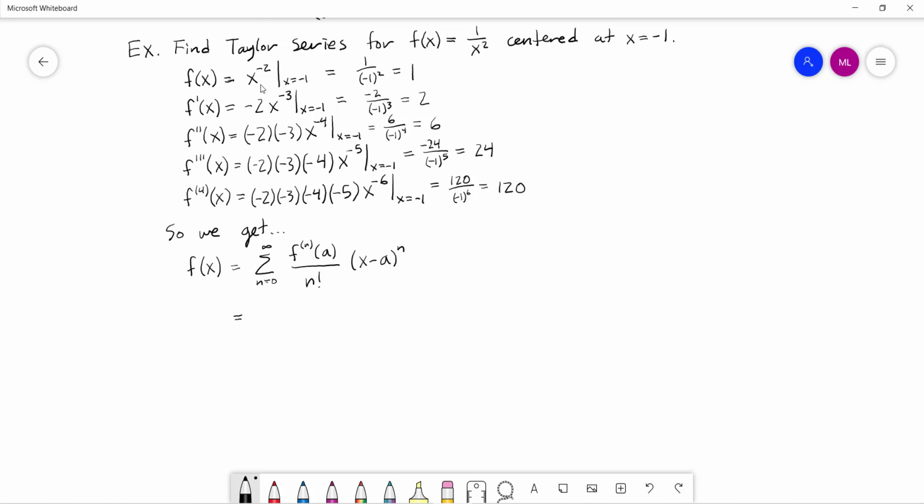Okay, so for the first one, when n equals 0, I'm taking no derivatives. I'm looking at this one. We got a 1 on the numerator. We're dividing it by 0 factorial, which by definition is going to be 1. And we're multiplying it by x minus a negative 1 to the 0th power. Okay, so that's the first term.